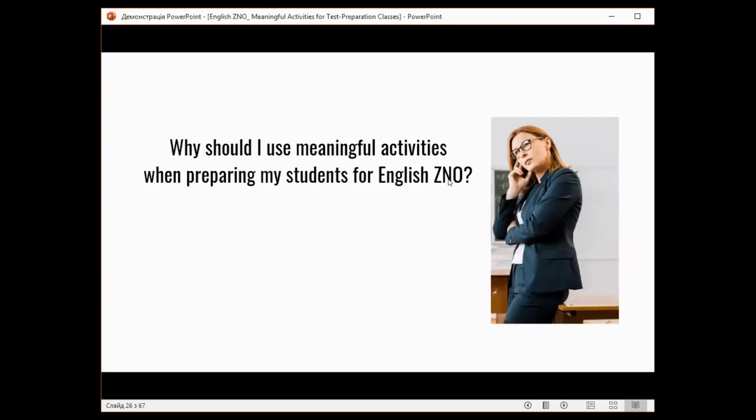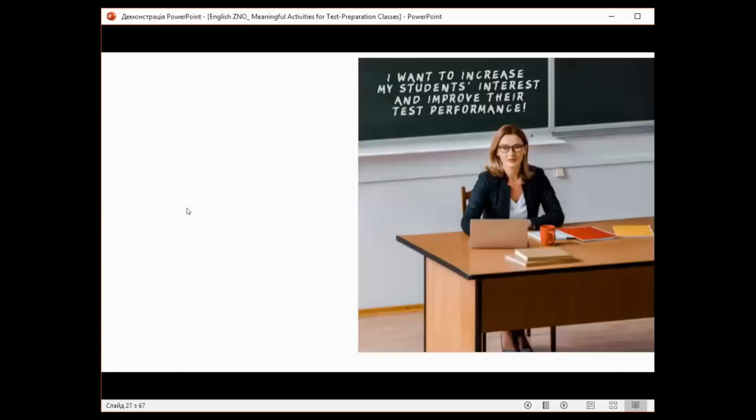So what if we ask ourselves why I should use these activities as a teacher when preparing my students for ZNO. The obvious answer is that we want our students, of course, to get a good grade on the test, but also to increase their interest. And as a result of this increased interest, their results on tests will improve as well.